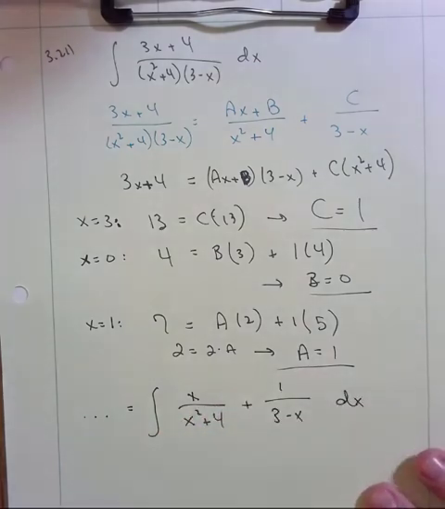Now at this point, you wipe the sweat off your brow and you say, oh man, I can do this. This one's going to be a u substitution, right? x squared plus 4 is u, x would be 1/2 du, etc. And this is also a very tidy substitution if you even need to do that. But ultimately, this is going to be a natural log. This is going to be a natural log.